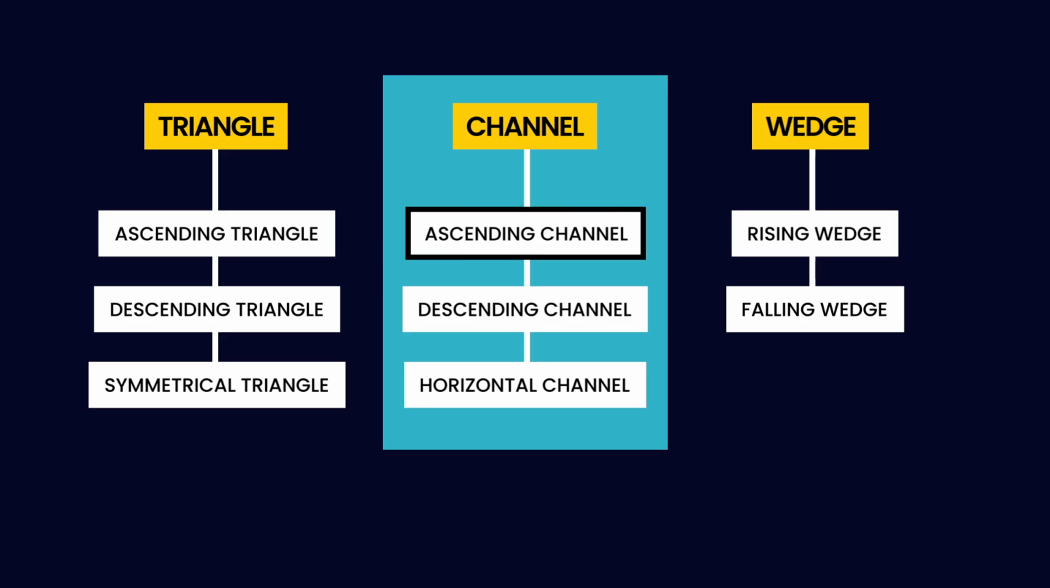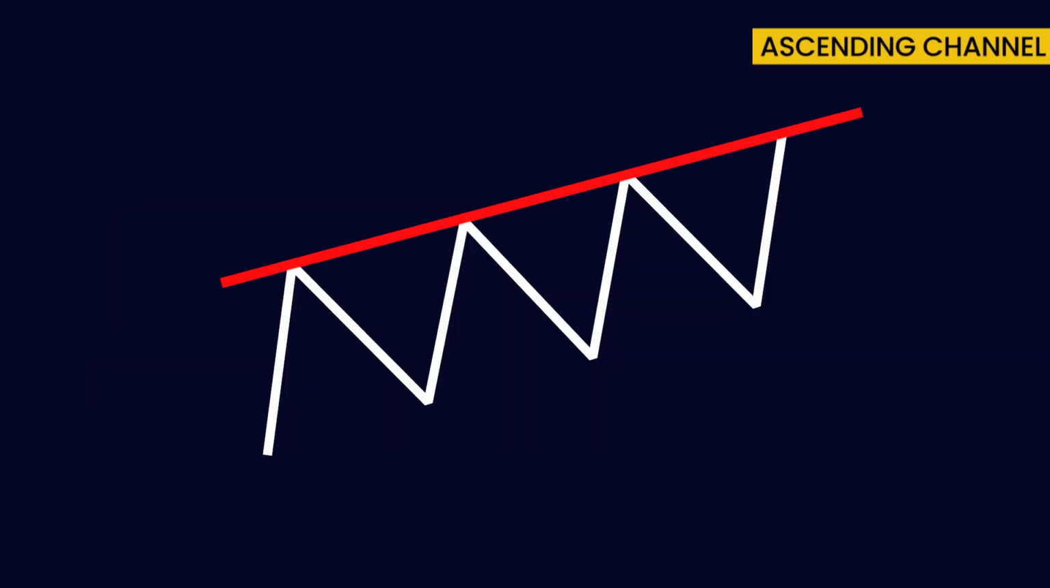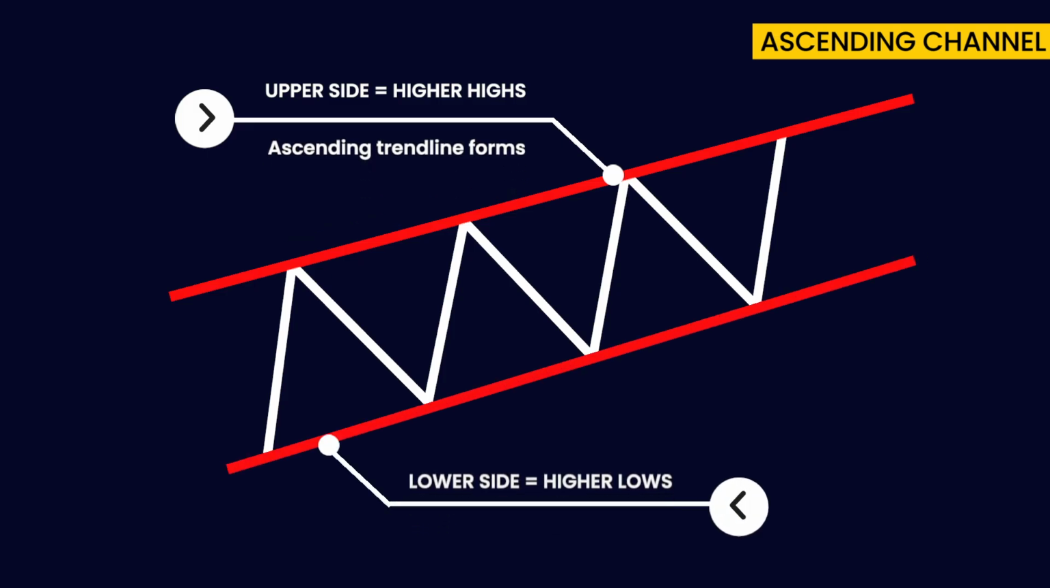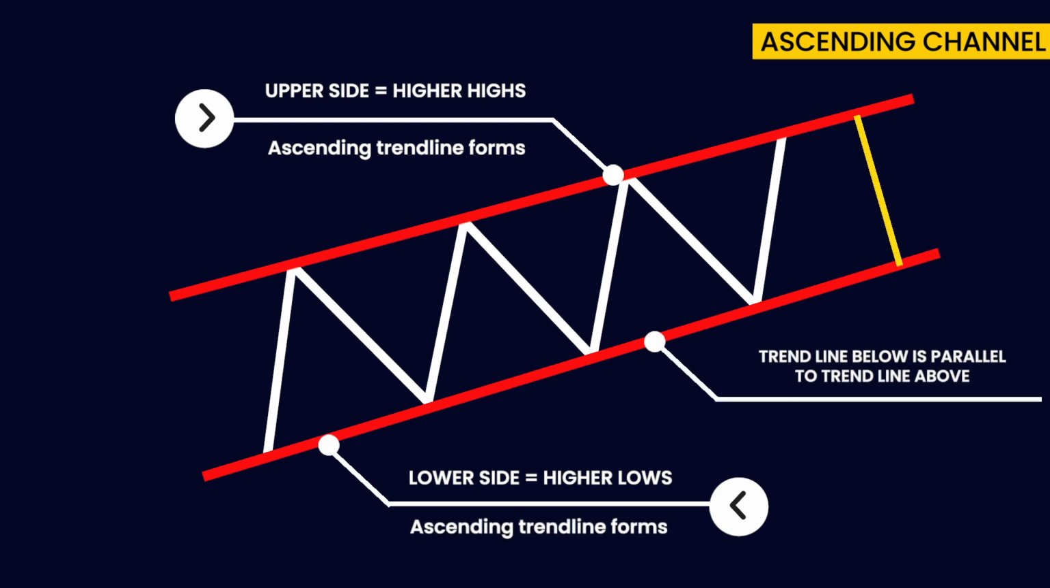We'll start with the ascending channel. The upper boundary shows higher highs, making it possible to place a rising trend line. The lower boundary forms higher lows, also allowing an upward trend line. These two lines run parallel and both point upward. This formation can occur in bullish or bearish conditions.